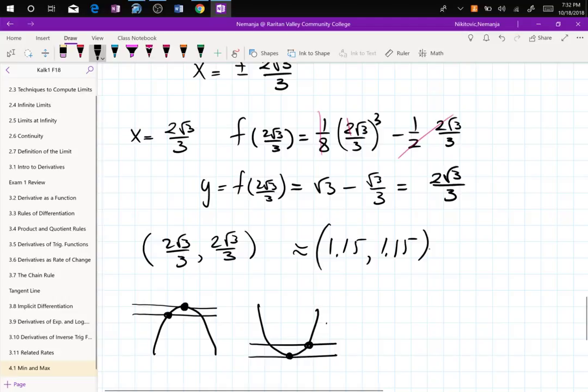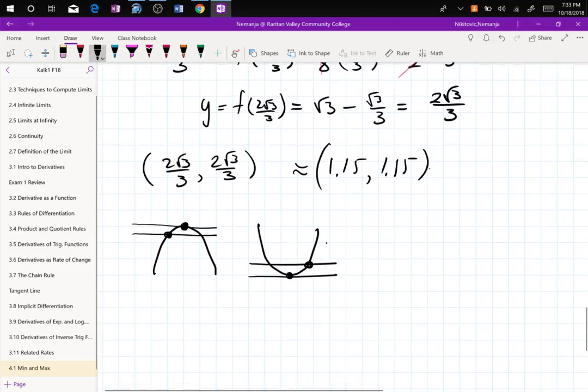When you move a little bit to the left or a little bit to the right, just a little bit, and we are moving only 0.15 to the left to get to number 1, the y value you compute in the original function will be either lower or higher than this y value. If it's higher, it's a minimum. If it's lower, it's a maximum. It's a very simple concept.